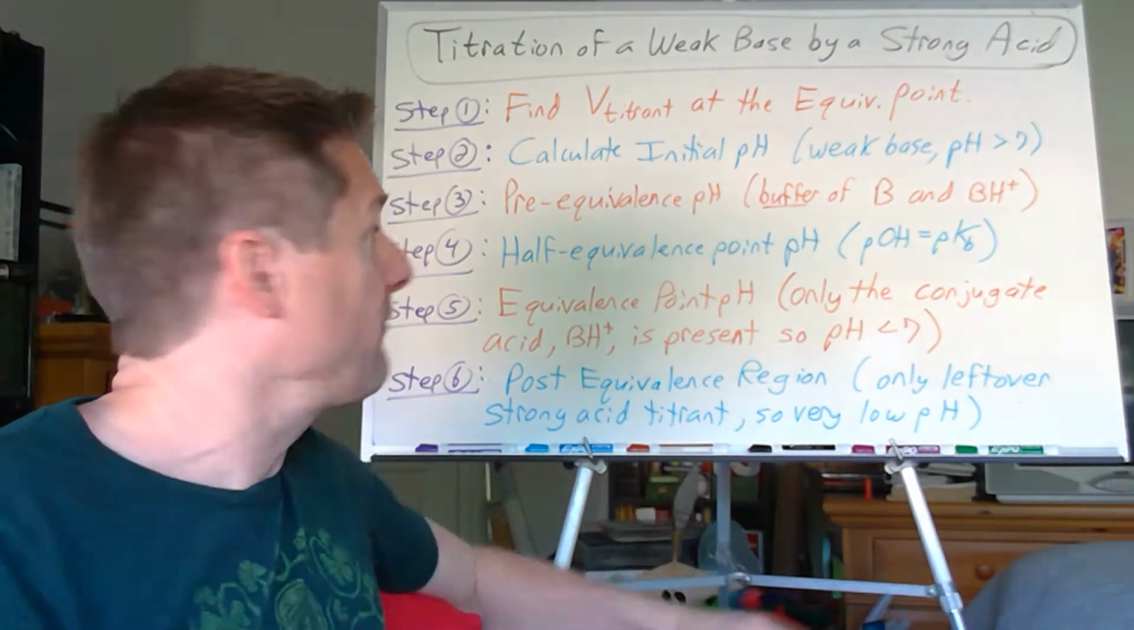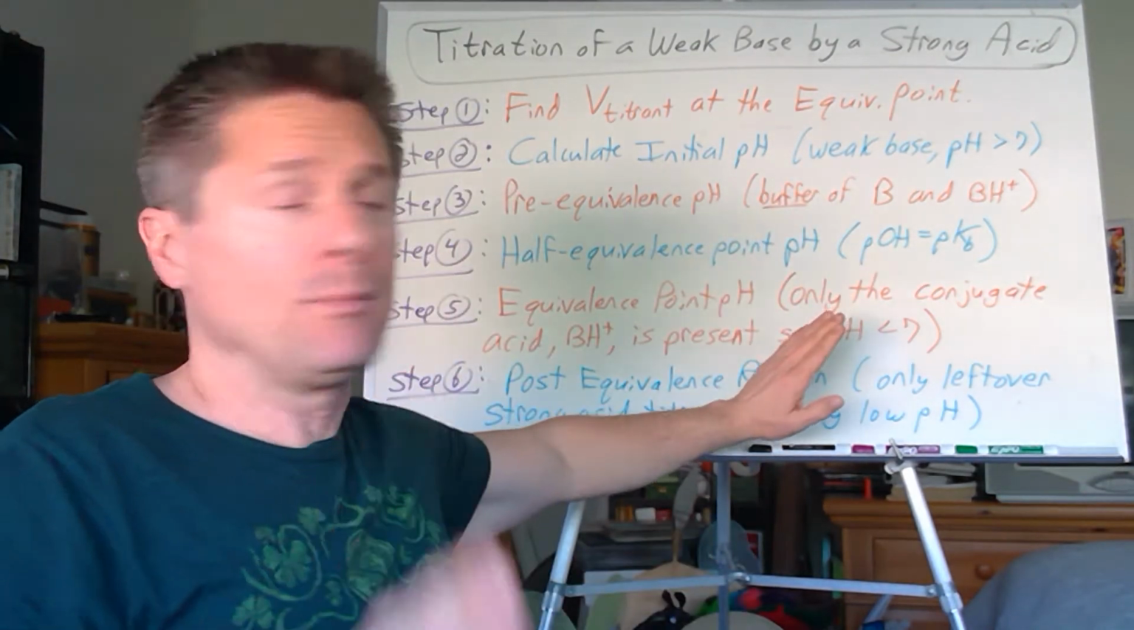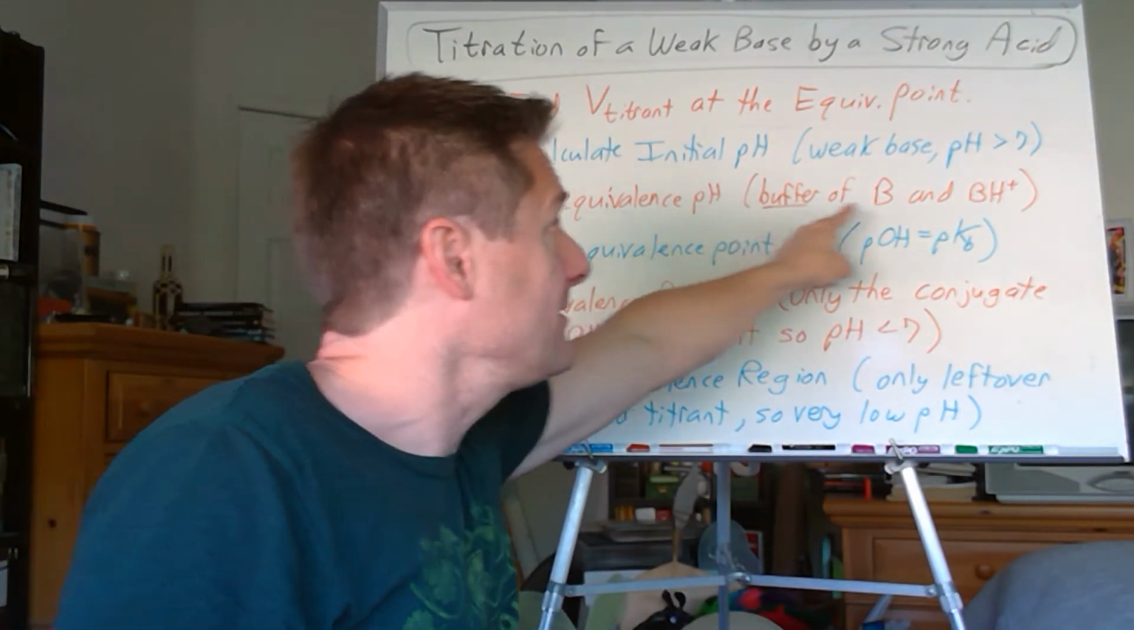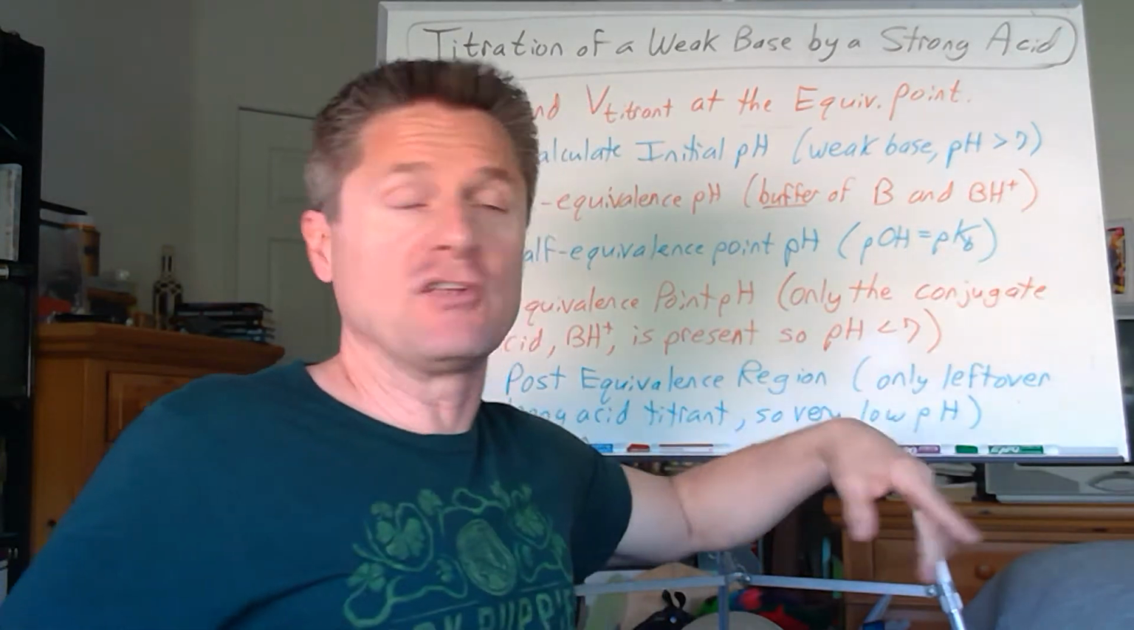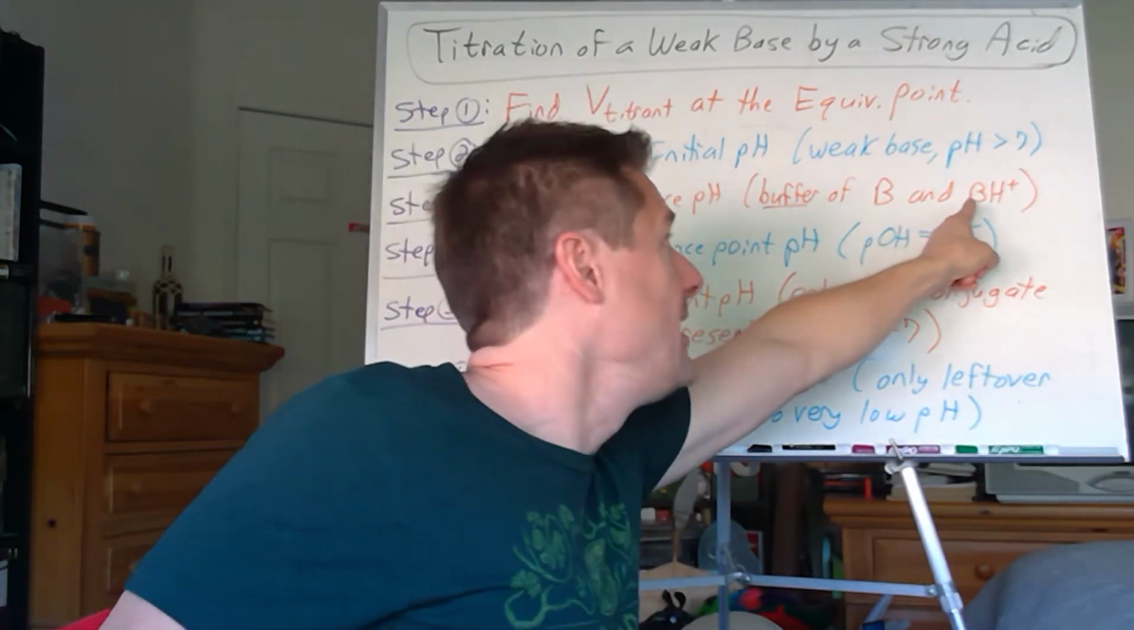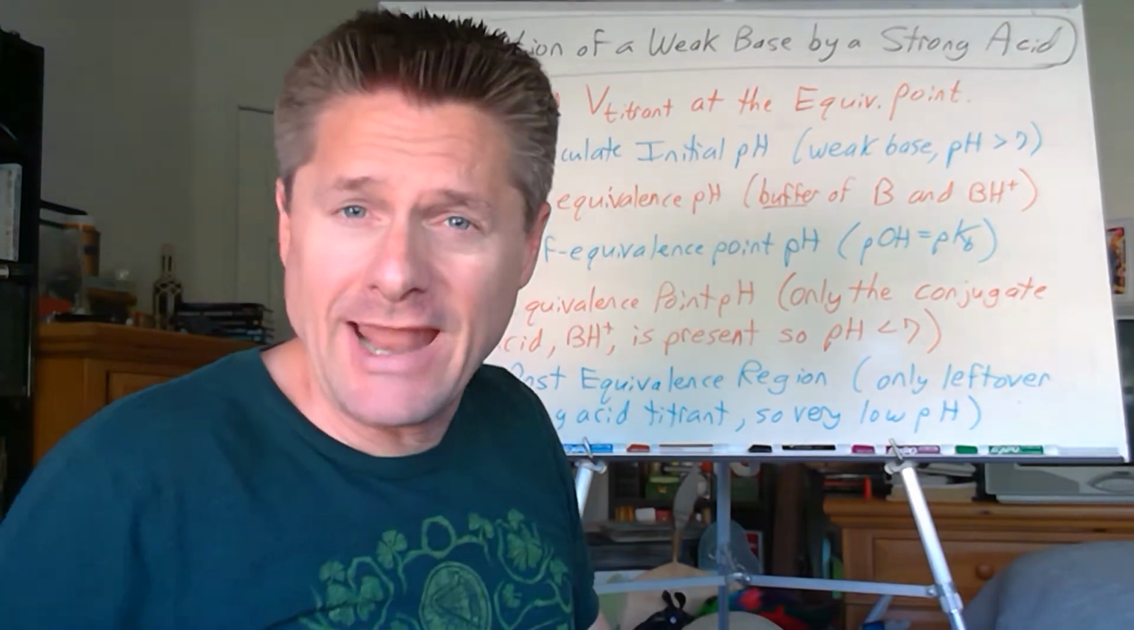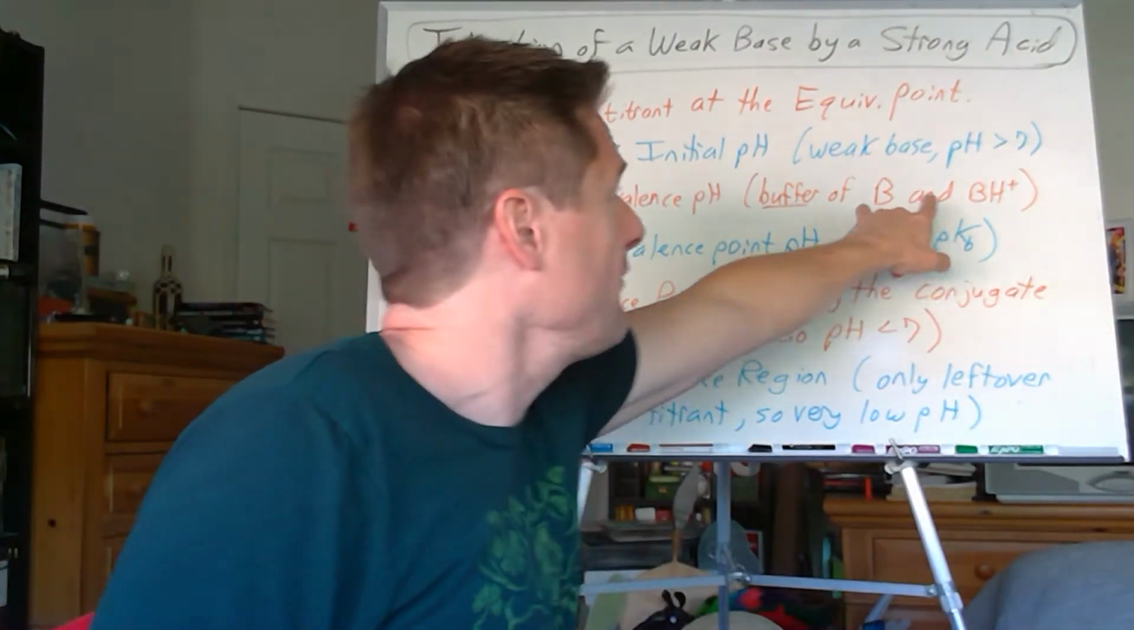And we're going to form a buffer. So all the acid will be gone. We'll have some leftover weak base, and we will have formed some of its conjugate acid. So B for weak base, BH plus for the conjugate acid. It picked up the H plus. So we're going to have a mixture of those two.